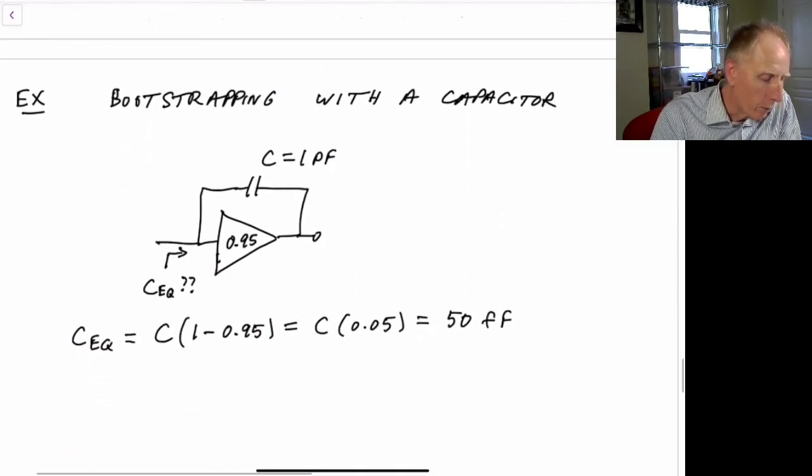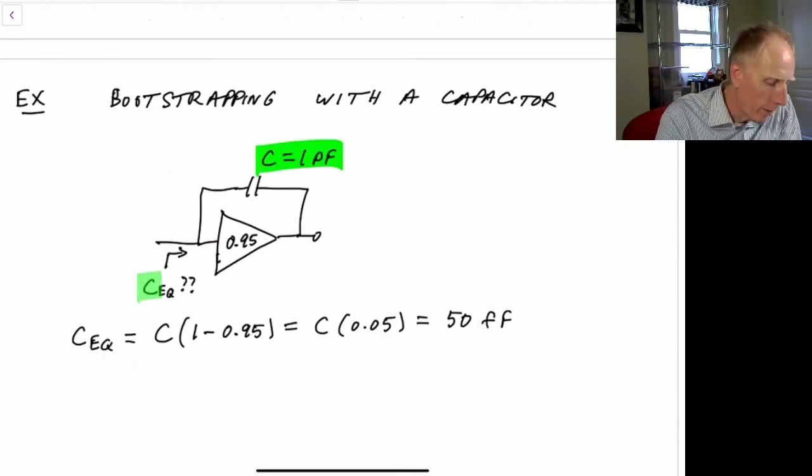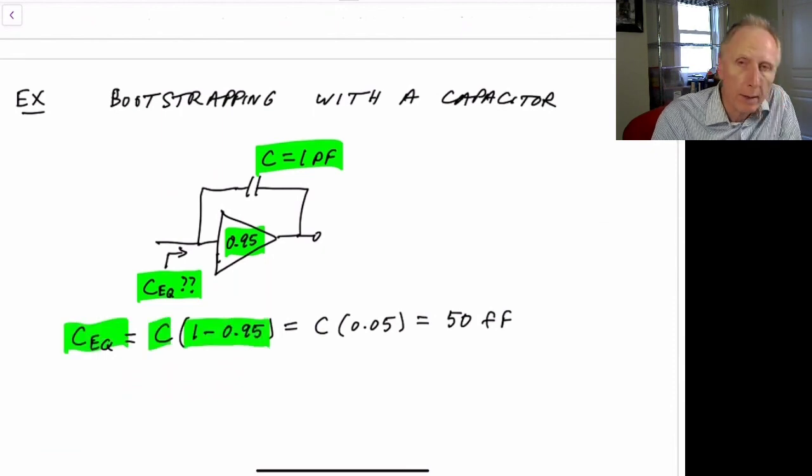You can also do this with a capacitor. If this is a capacitor of C equal to 1 picofarad, what would be the equivalent input capacitance over here? Again, with the value of 0.95 as K, the equivalent capacitance would be C times 1 minus 0.95, which is C times 0.05, so it only looks like 50 femtofarads.